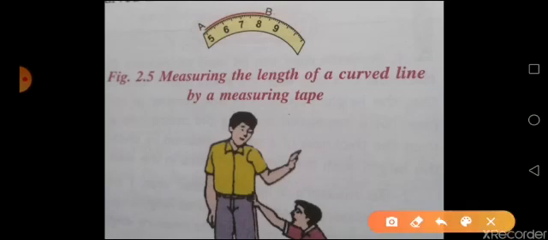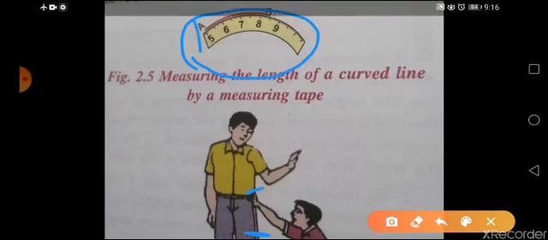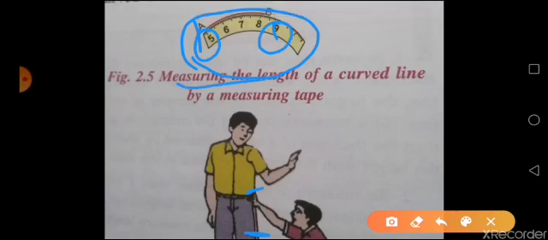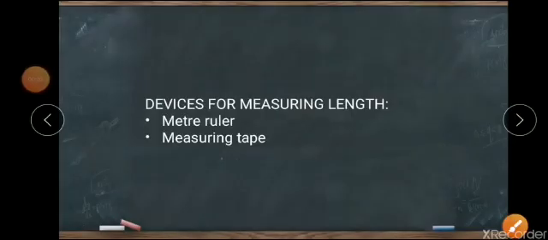Usually how you will use the measuring tape is that, let's suppose if you see this figure, you can see a reading there. From the starting point till the end point where you want to take the reading, you can mark 2 points, and you can take the readings of those particular points, and you just take the difference between the two values, and you will get the reading of your measuring tape. So that is all about the devices for measuring length.